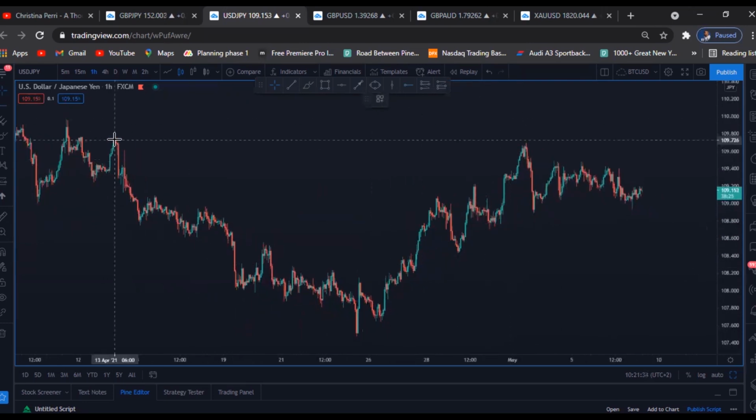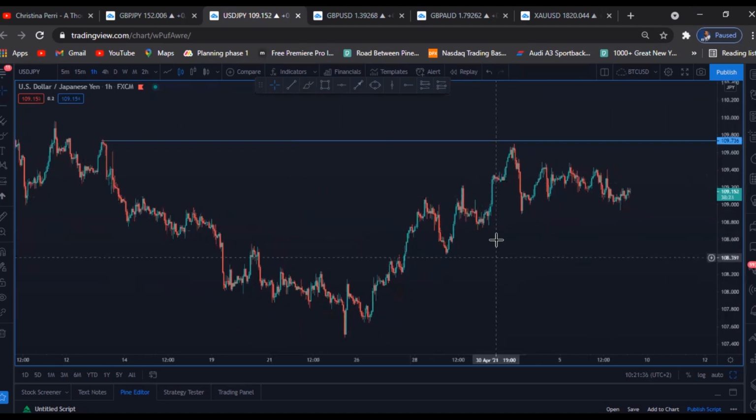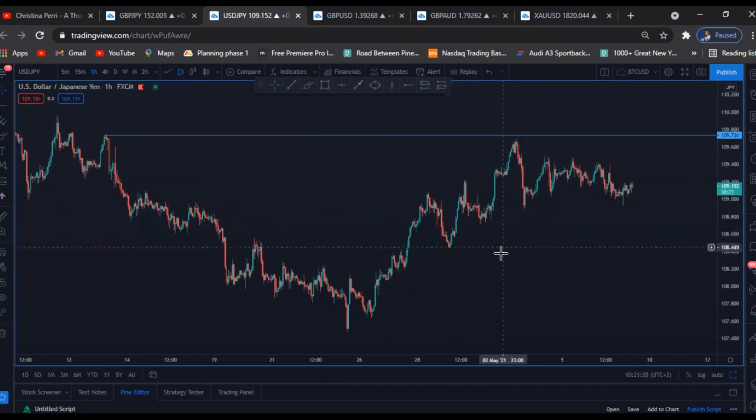You can see here that we have some sort of a double top formation that has been formed. We have this first peak here, and then this second peak here. We didn't really come to test this area here, but you can see that we are so close to testing.